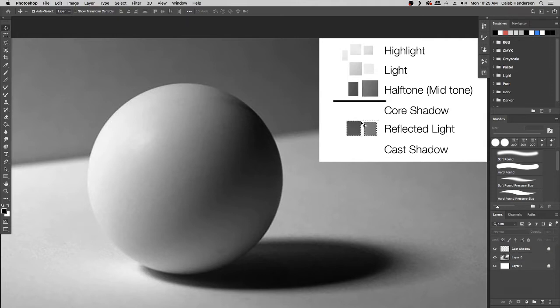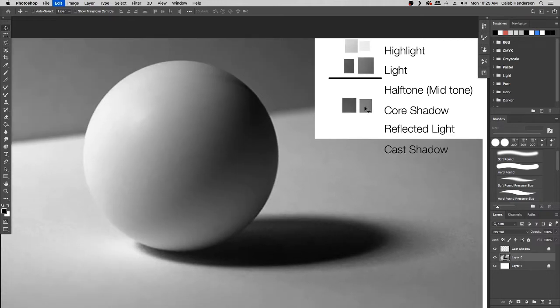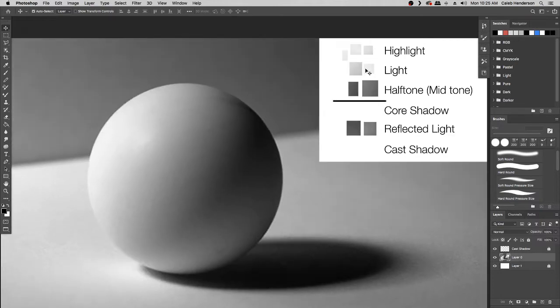Reflected light. These are in a similar ballpark, but it's nowhere near, like you can see the light is so much lighter. That's just right out here. So much lighter than this in here. This is about the same as this right here.